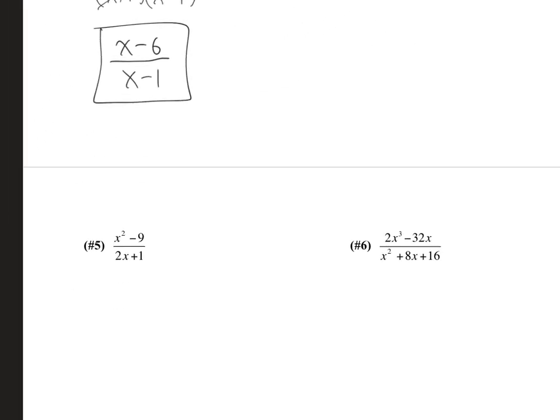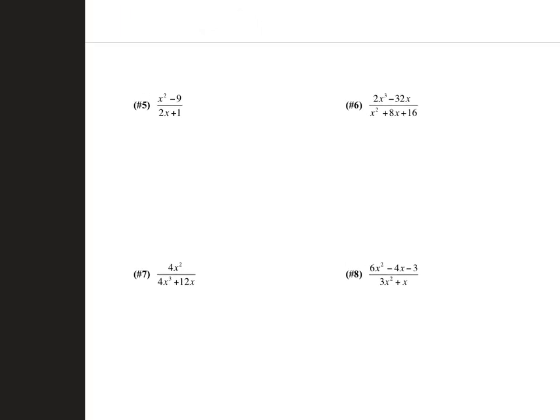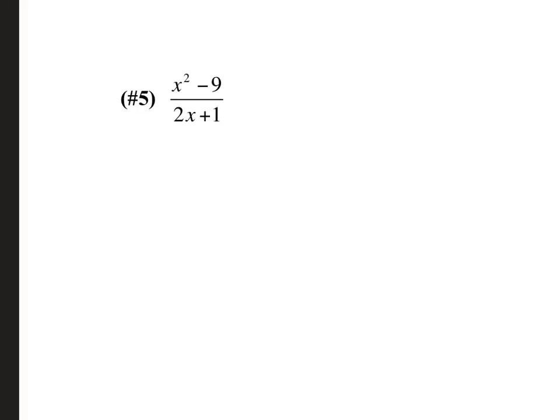Okay. Got a couple more to try here. I'll leave it here. See if you can try a couple more of these on your own. All right, let's talk about number 5.